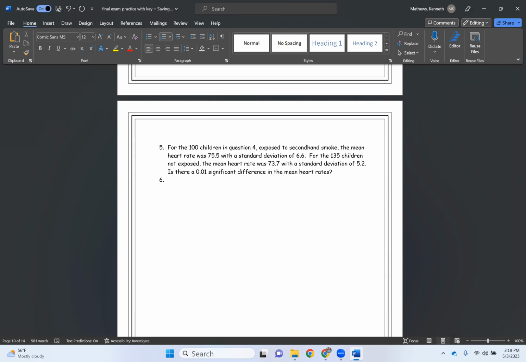So let's write down our information. We're comparing two means, and we're saying those with secondhand smoke have higher heart rates. So we're saying that mu1 minus mu2 is going to be greater than 0. X bar 1 is equal to 75.5. S1, the standard deviation of those children, is 6.6. And N1 is equal to 100 because there were 100 of them. These are the secondhand smoke kids.